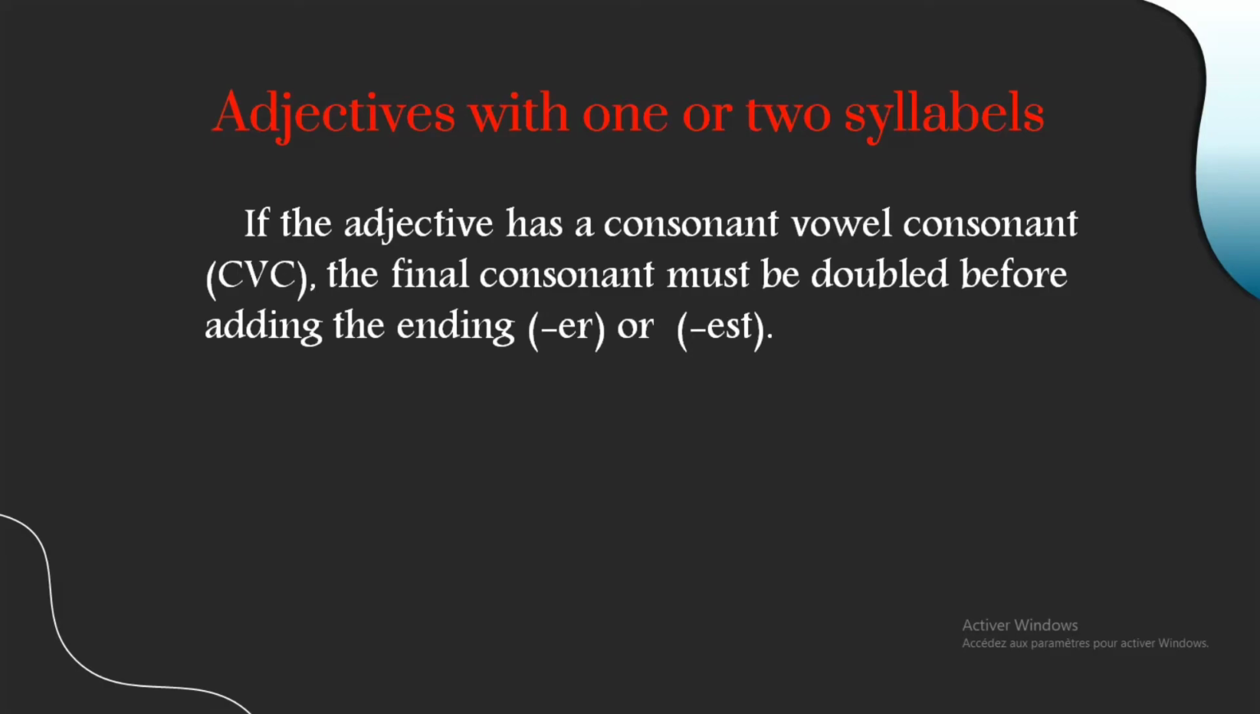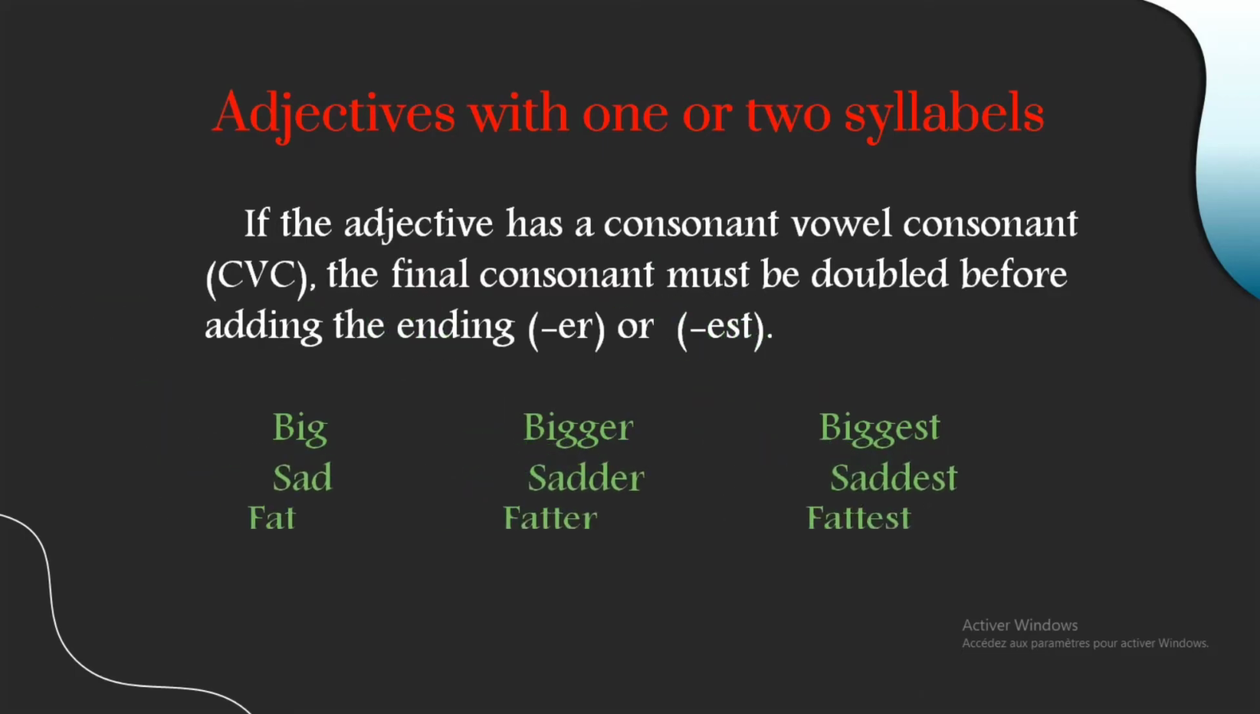Let's look at some examples. Big, in the comparative becomes bigger, in the superlative becomes biggest. Sad, in the comparative becomes sadder, in the superlative becomes saddest. Fat, in the comparative becomes fatter, in the superlative becomes fattest. So here, when we have CVC, we double the last letter. Big, we double G. Sad, we double D. Fat, we double T.